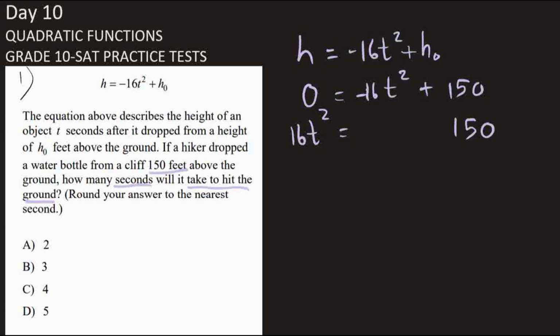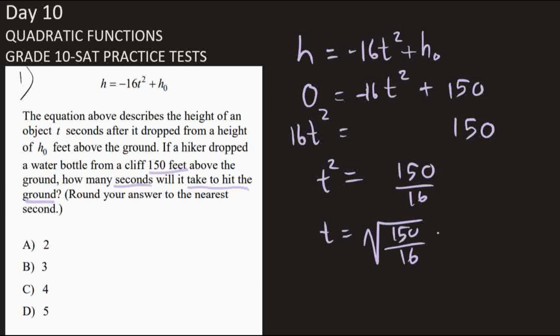Now we have t squared equals 150 over 16, and then t equals the square root of 150 over 16, which equals 3.06, and when we round off we will get 3. That will be our answer.